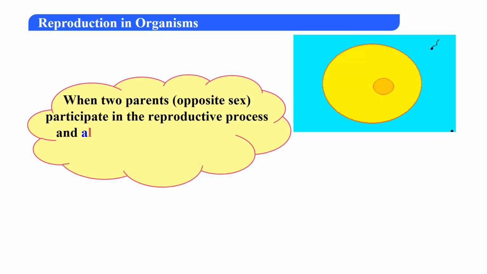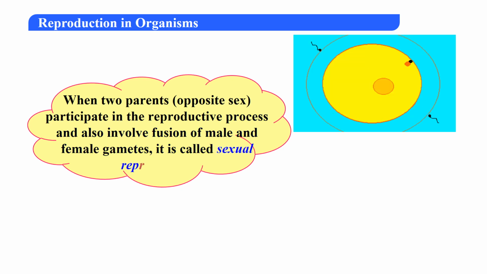When two parents of opposite sex participate in the reproductive process and also involve fusion of male and female gametes, it is called sexual reproduction.